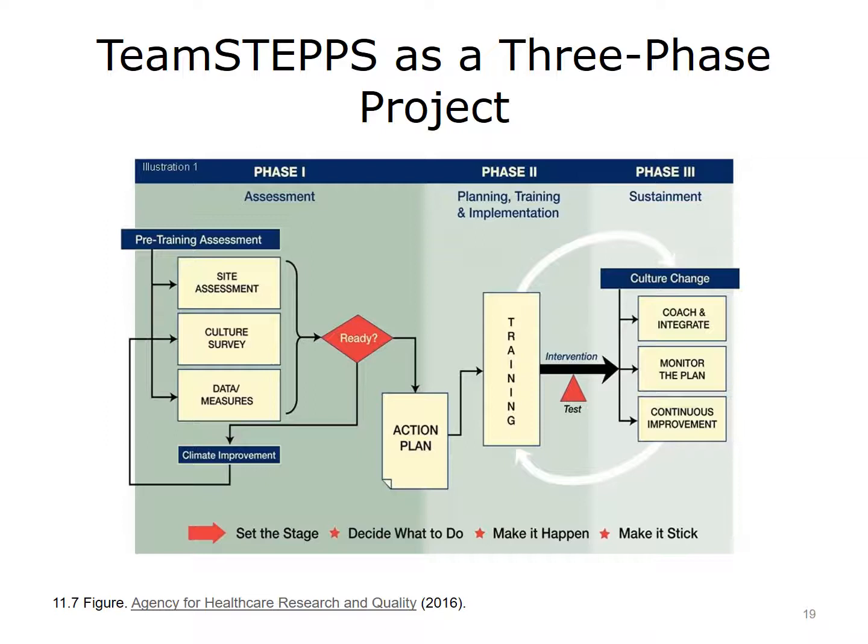The slide illustrates how the TeamSTEPPS methodology is rolled out across the 3 phases. Each phase has an associated set of tools and strategies that are used to assure readiness to progress to the next stage. According to the TeamSTEPPS implementation guide, quote, keys to success at each phase include involvement of the right people, the use of information-driven decision-making, and careful planning before acting, end quote. As can be seen by scanning across the bottom of the image, the steps are to set the stage, decide what to do, make it happen, and make it stick.